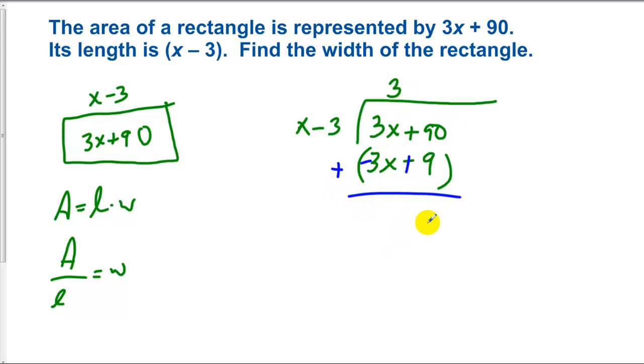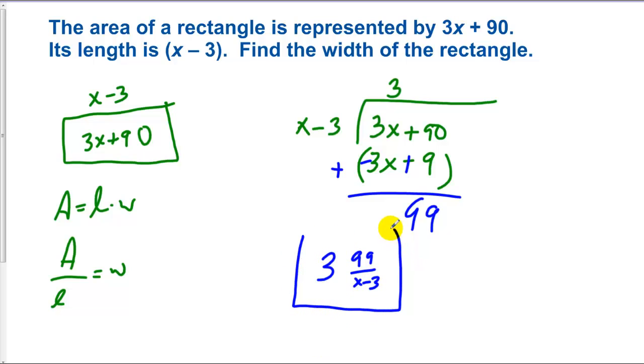This goes away, and I'm left with 99. So I'm left with 3 and 99 over x minus 3. Notice it doesn't make a ton of sense because what I've got is a situation where it doesn't go in necessarily evenly. So in the real world case, you would have something like a fraction for my width.